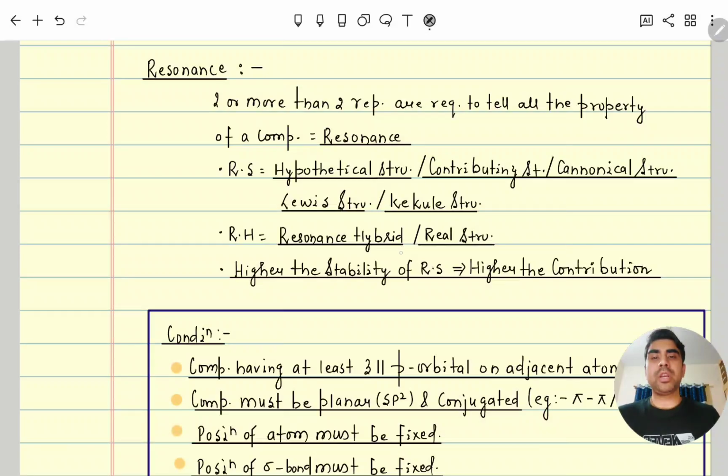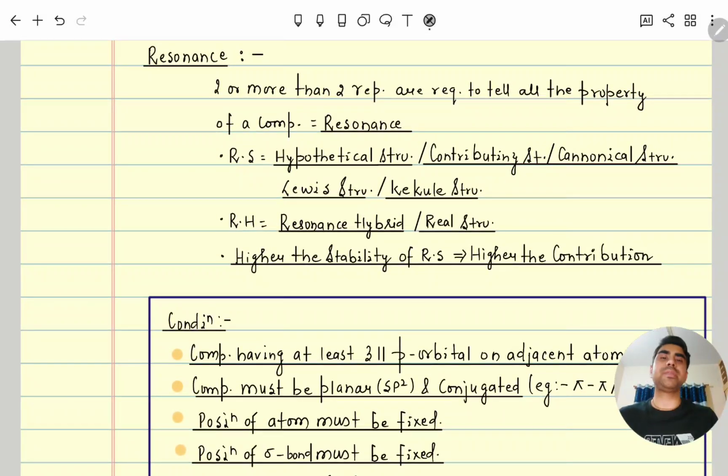Now, moving on after the inductive effect and the orbital diagram. The inductive effect is temporary. Now we will discuss the resonance effect. So what is resonance? Some compounds cannot be completely described by 1 Lewis structure. So for that, 2 or more Lewis structures are required.